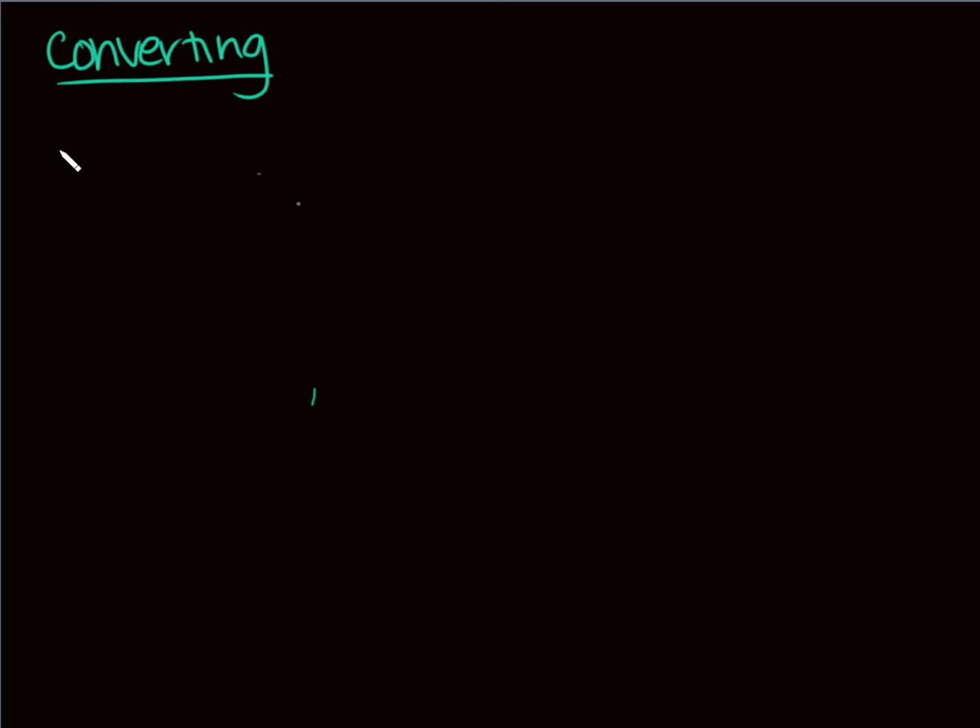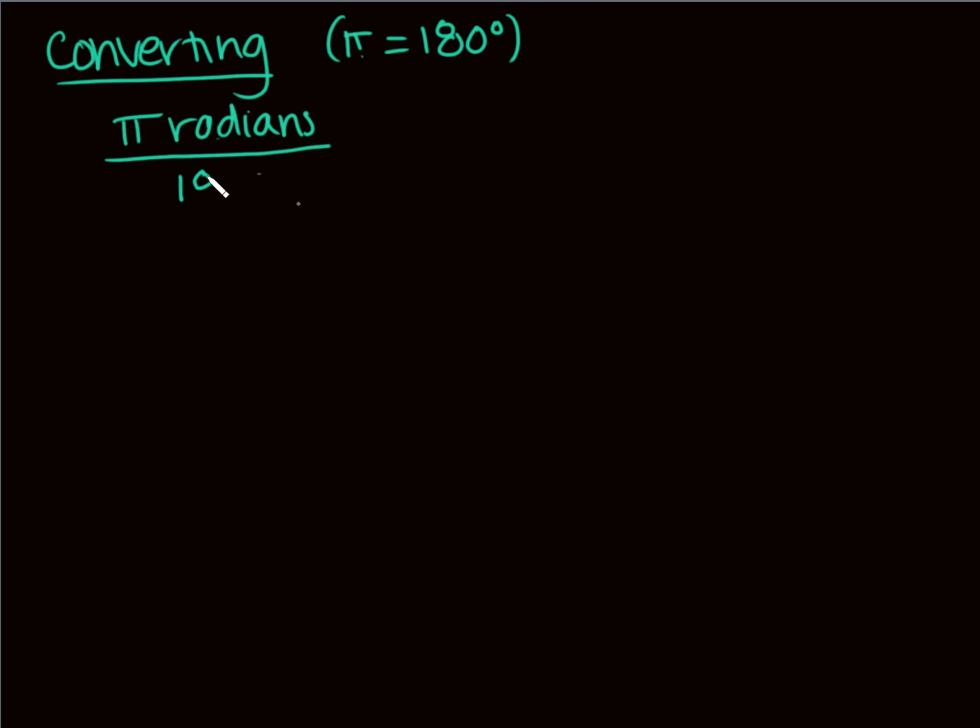And where that all comes from is, remember, we know that pi is equal to 180 degrees. So I'm going to divide both sides by 180. And so if I do that, that means that pi radians, again, I'll just put radians for now, but we're going to drop that eventually. If there is no degree symbol, then we assume it's in radians, okay? So if I divide both sides by 180, I get 1 equals pi over 180. Or if I divide both sides by pi, then I get 180 degrees over pi radians. And these are both equal to 1.